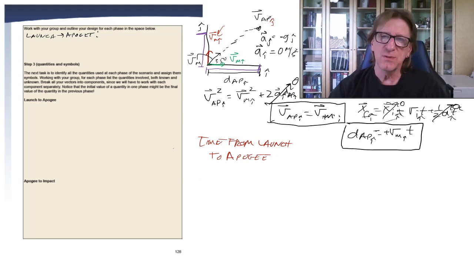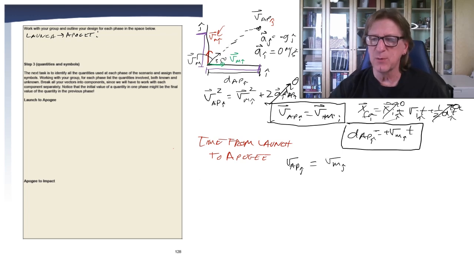So which kinematics equation? I'm still using kinematics, right, because I still have constant g. Which kinematics equation, if I know the velocities and I want to know a time, is going to give that to me? Well, that's going to be my velocity versus time equation, just like we expected. So I'm going to have my final velocity, which is v apogee, in the j hat component, and that's going to equal my initial velocity, which is Vm in the j hat component. Now I'm writing that as a scalar magnitude, and it is in the positive direction.